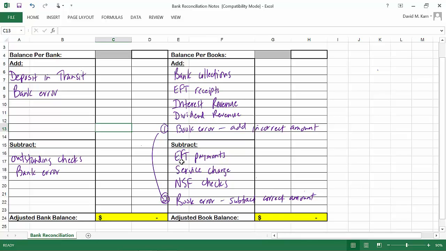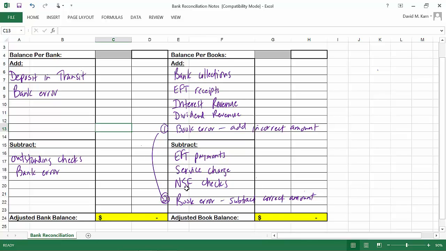Now, as far as what we would subtract, EFT payments, electronic funds transfer, if we pay something online and it comes out of our account, that would be a subtraction. The bank could also have a service charge for us to have our account, so that would be a subtraction that we'd have to make there.